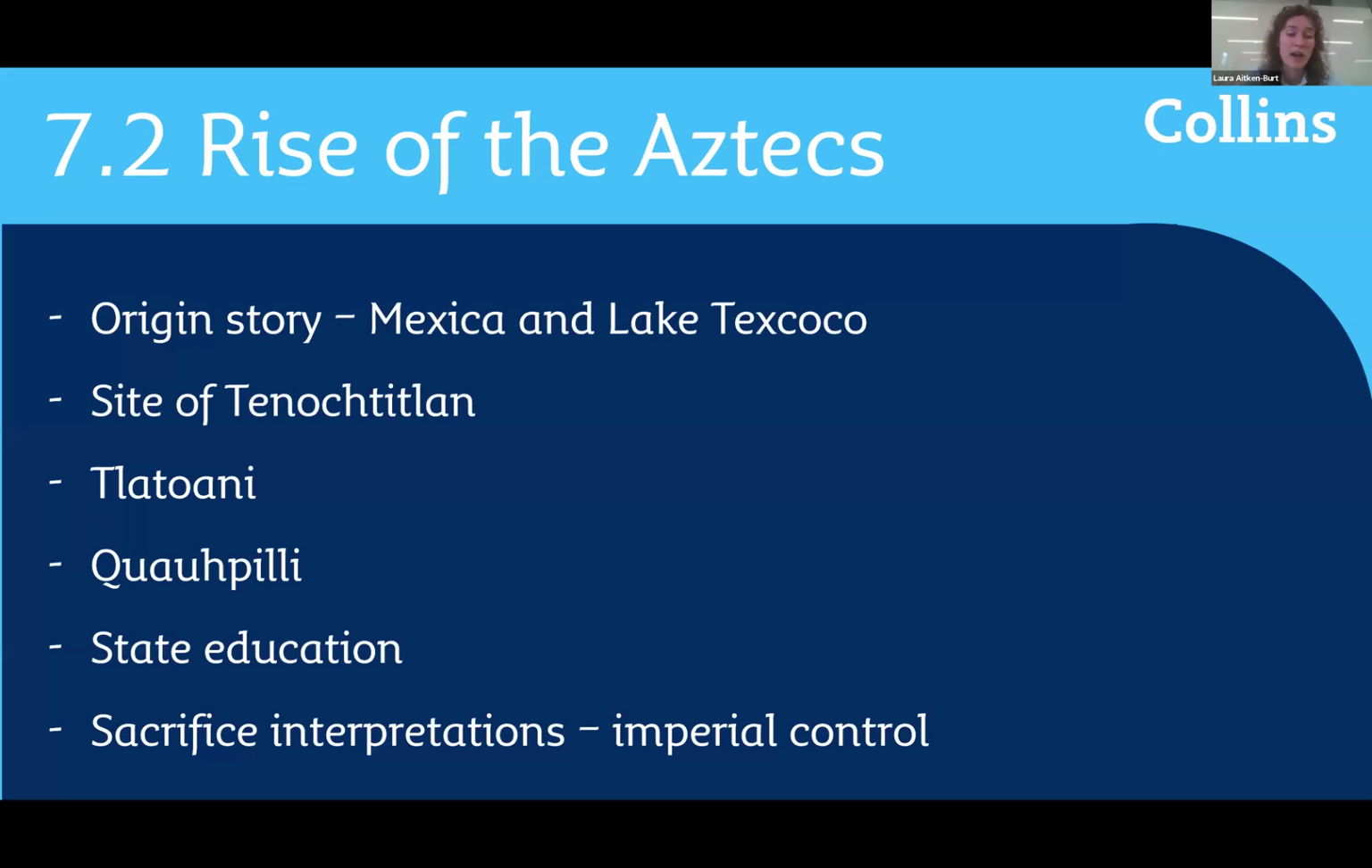Another interesting fact about the Aztecs is that they were actually one of the first empires or states to introduce state education for both girls and boys, and no matter what class they were in as well. So everyone got some kind of education in the Aztec Empire.